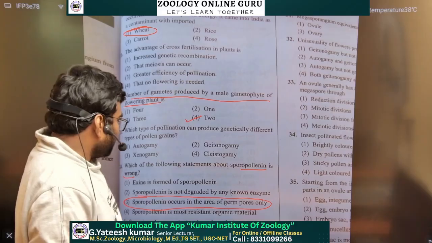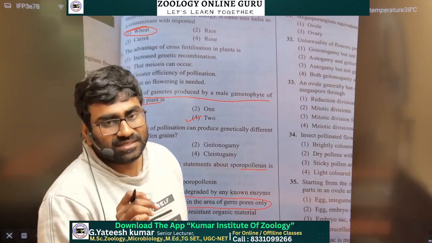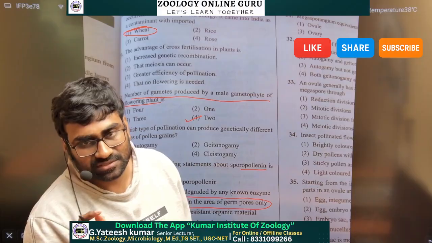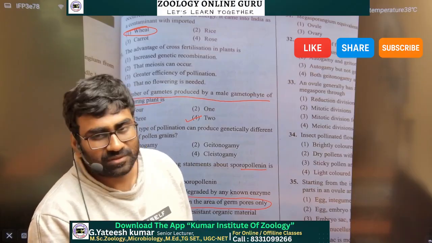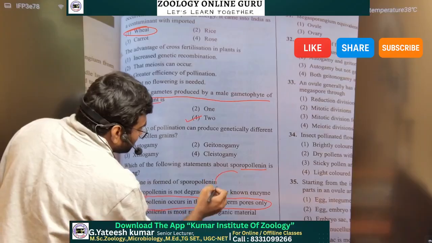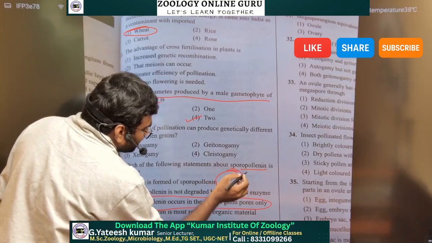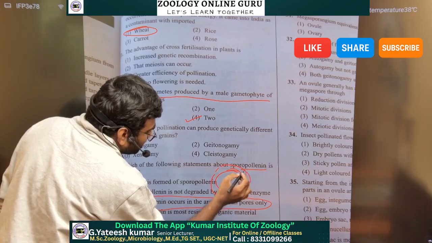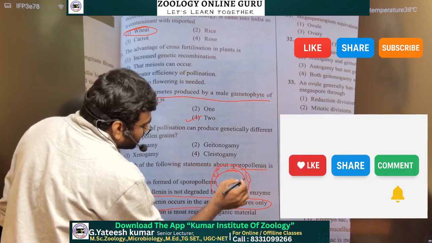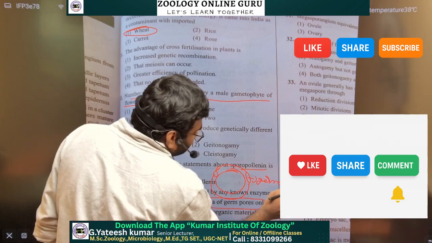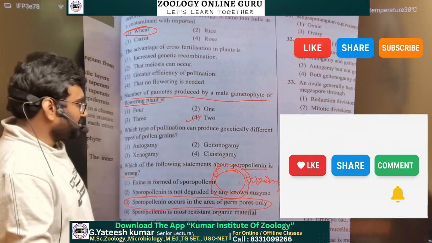Because sporopollenin is absent in the germpore regions. Except for the germpore regions, sporopollenin is present as the outer layer, right? So this is the intine, and this is the exine. In the exine, some gaps are present. These gaps are nothing but germpores, where sporopollenin is absent. Very important.